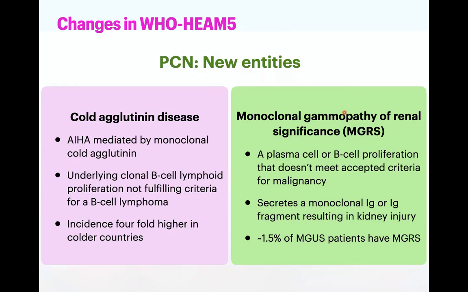In case of monoclonal gammopathy of renal significance, the plasma cell or B cell proliferation does not meet the accepted criteria for malignancy. Okay, the malignancy criteria which are given for the plasma cell neoplasm, it does not meet that, and still they secrete a monoclonal immunoglobulin or immunoglobulin fragments, which results in kidney injury. Okay, so in myeloma, there was a criteria for these plasma cells, like 10% plasma cells should be there, and then there should be some organ damage. So the criteria of this cell proliferation it does not meet, but still this kidney damage is there. In those cases, the condition will be called MGRS.